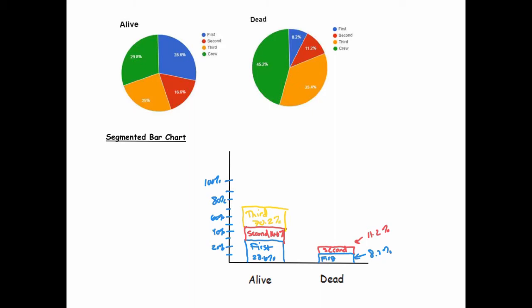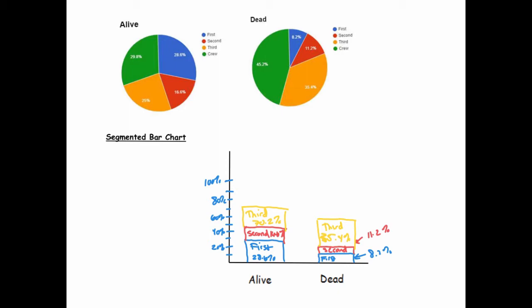And then we were up at 19.4% for first and second class of those who died. I'm going to add in the 35.4 to get me to 54.8%. So I need to go up to 54.8%. So that's third class passengers. Oops, that's 35.4%.